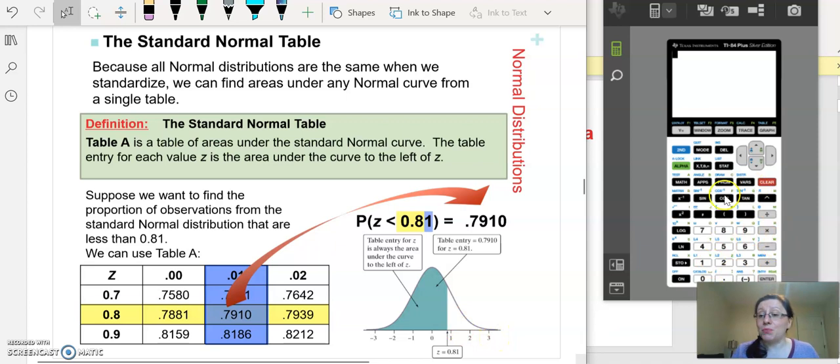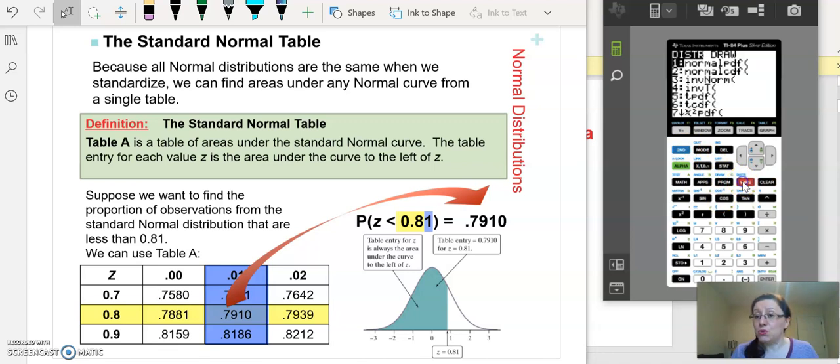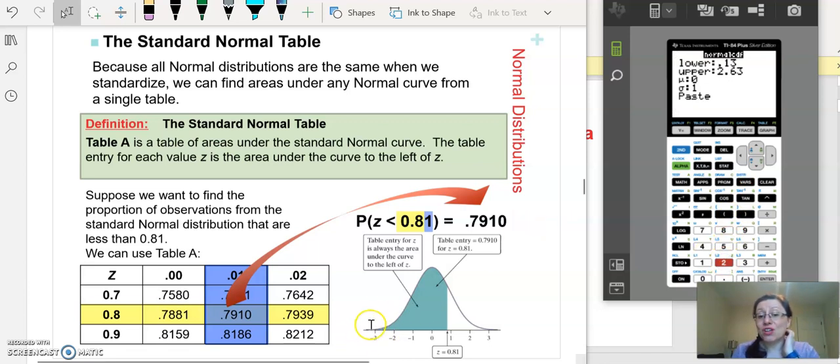Now, I prefer using a calculator. This is how we would do this on a calculator. We would do second, distribution. We would choose number 2, normalcdf. And here, because we're not starting at -3, remember, it goes to infinity over there, right? So what I do, you can put in a really big negative number, just put in a bunch of 9s.